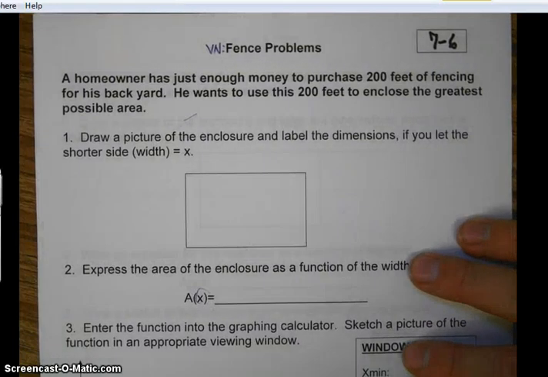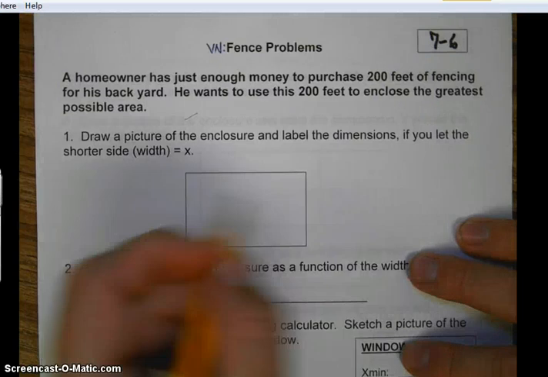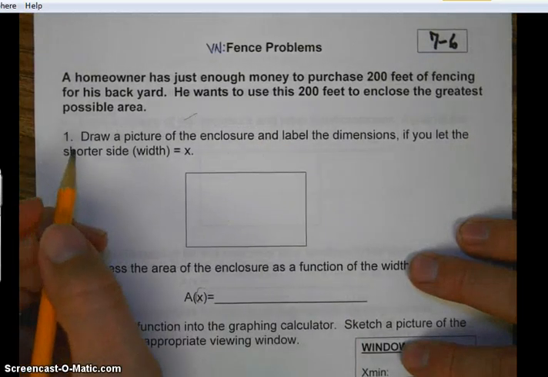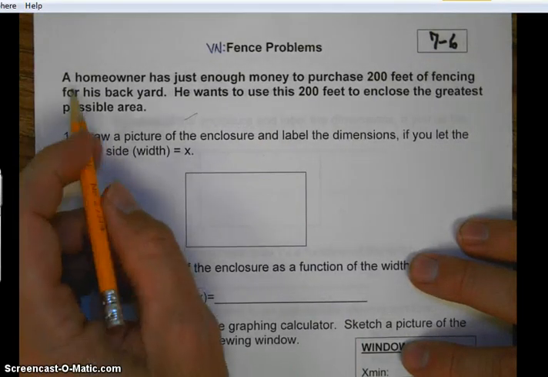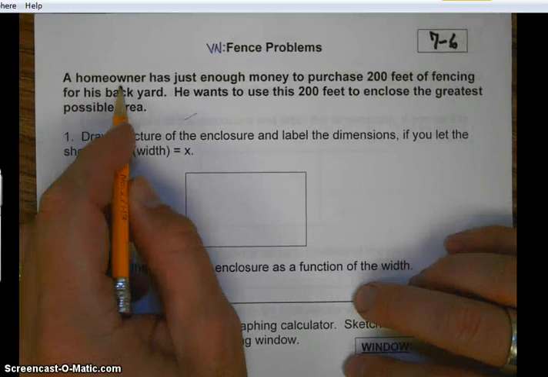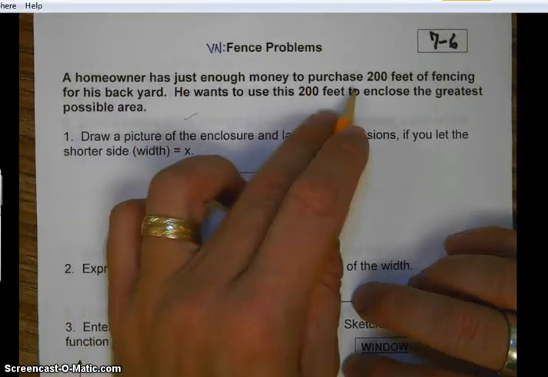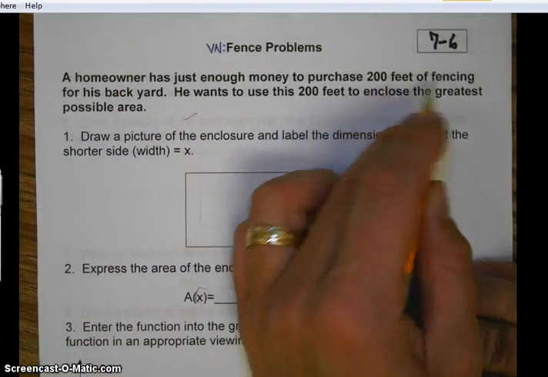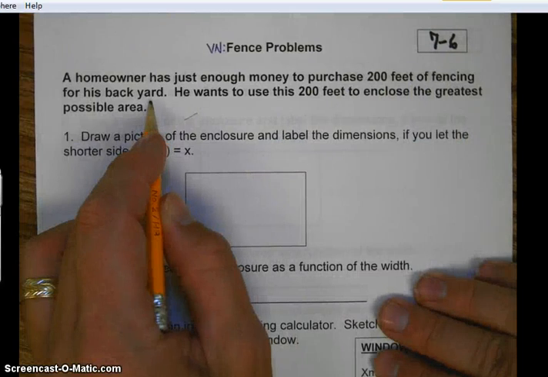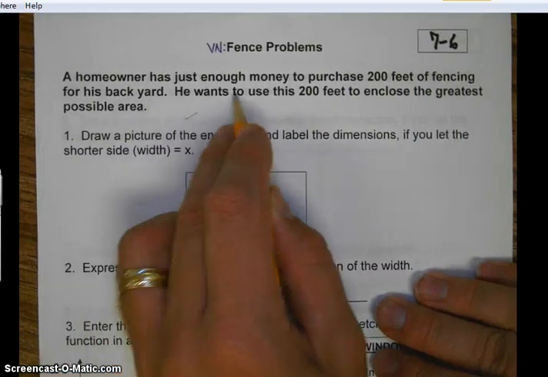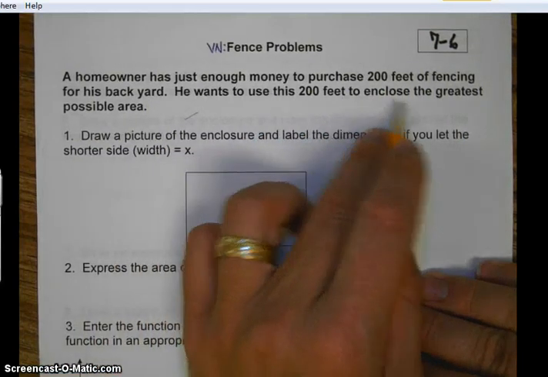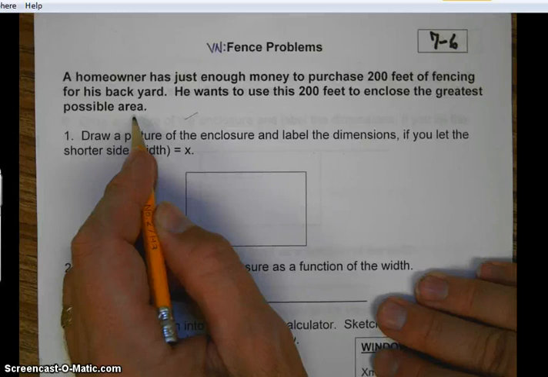Alright, we're going to look at a fence problem. We're going to be using quadratics to solve this problem. So here's what it says. A homeowner has just enough money to purchase 200 feet of fencing for his backyard. He wants to use this 200 feet to enclose the greatest possible area.